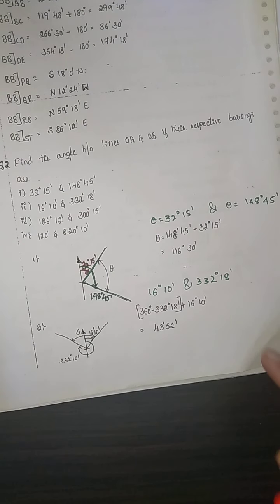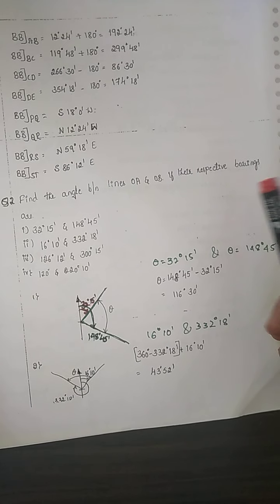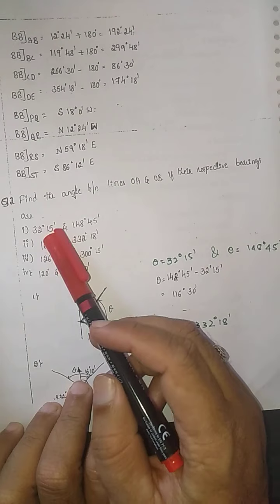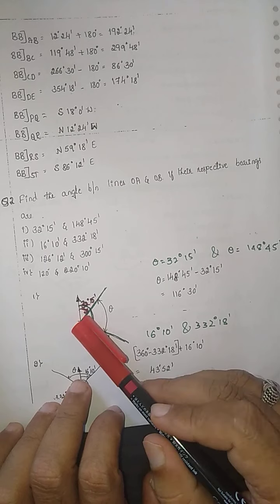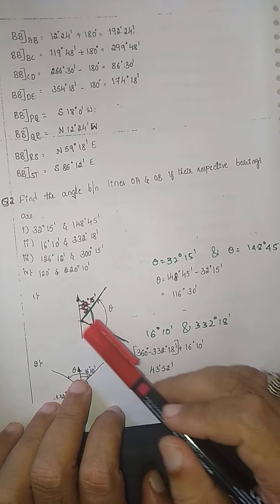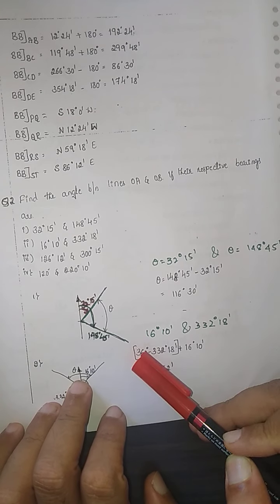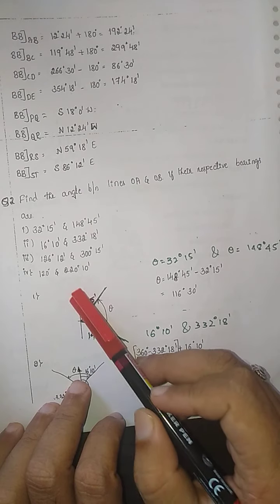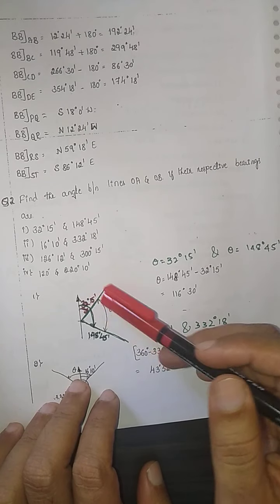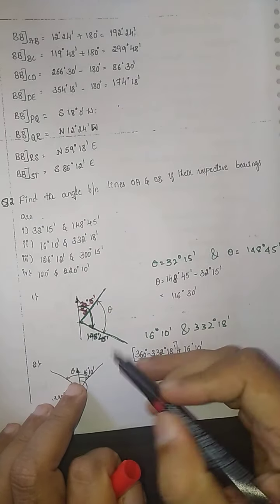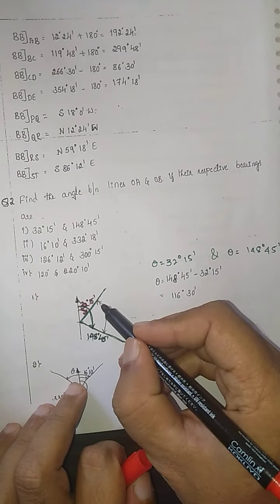Now find the angle between the lines OA and OB and their respective bearings. The first one is 32 degrees and 148 degrees. So 32 degrees is going to come in the first quadrant, and 148 degrees is going to come into the second quadrant. So you are going to find out the angle theta. Here 32 degrees 15 minutes is present, and the angle 148 degrees 45 minutes is going to come like this. So you need to find out the angle theta.